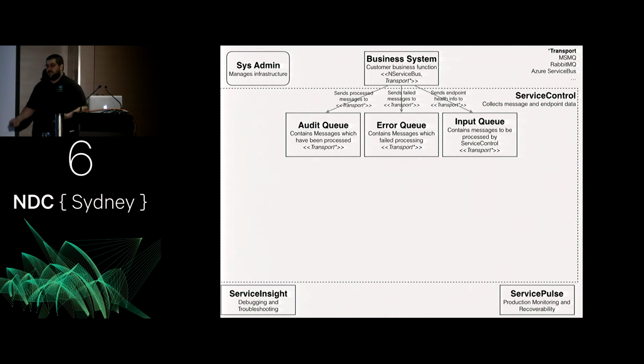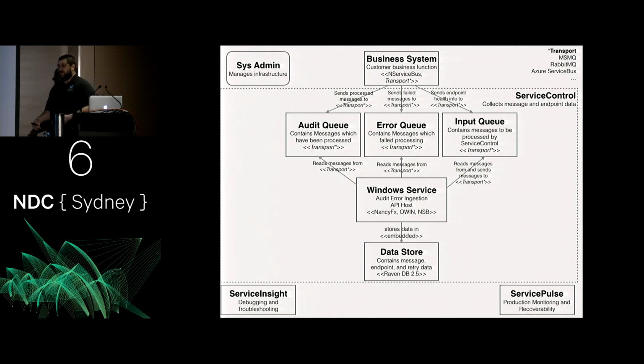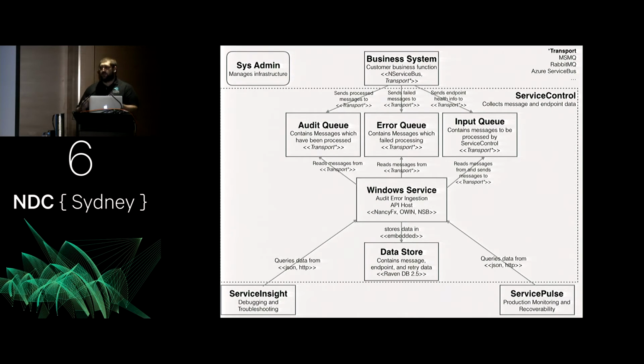Behind those 3 channels, we've got a single Windows service that's going to be reading in that information. When that Windows service is wanting to store some information, it's going to stick it in a data store, which is going to be an embedded Raven 2.5 database. And we had our software system Service Insight and Service Pulse. They're going to be querying that Windows service using HTTP and getting back JSON responses.